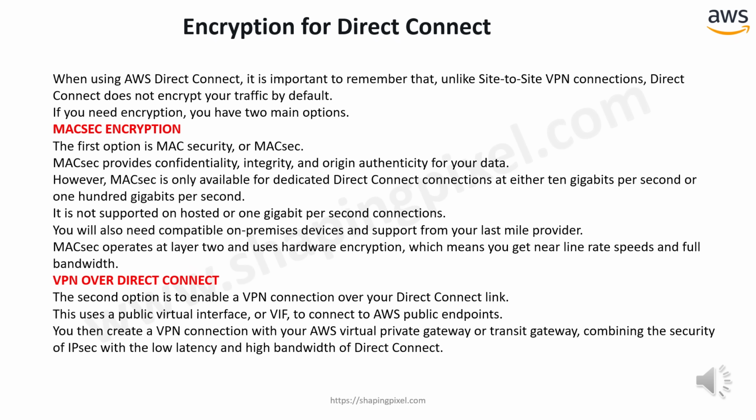The second option is to enable a VPN connection over your Direct Connect link. This uses a public virtual interface, or VIF, to connect to AWS public endpoints. You then create a VPN connection with your AWS Virtual Private Gateway or Transit Gateway, combining the security of IPsec with the low latency and high bandwidth of Direct Connect. Remember, MACsec is faster than IPsec and allows full bandwidth, while VPNs offer encryption for all Direct Connect types. Choose the method that best fits your security and performance needs.